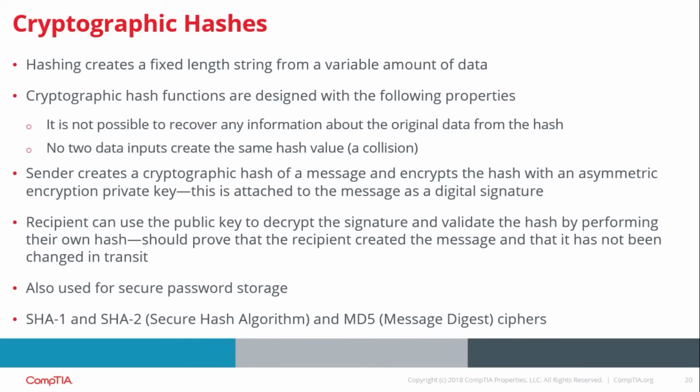Now, the sender creates a cryptographic hash of the message and encrypts the hash with an asymmetric encryption private key. This is then attached to the message as a digital signature. The recipient can then use the public key to decrypt the signature to validate the hash by performing their own hash. This should prove that the sender created the message and that it has not been changed in transit. And hashes can, of course, also be used in password storage.